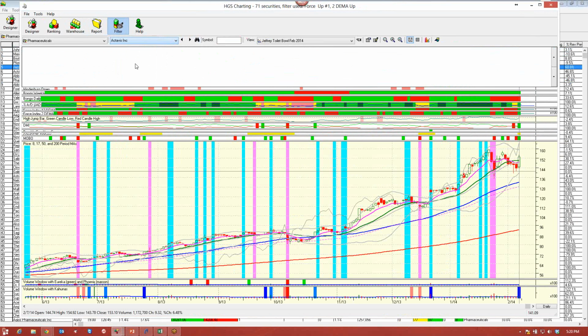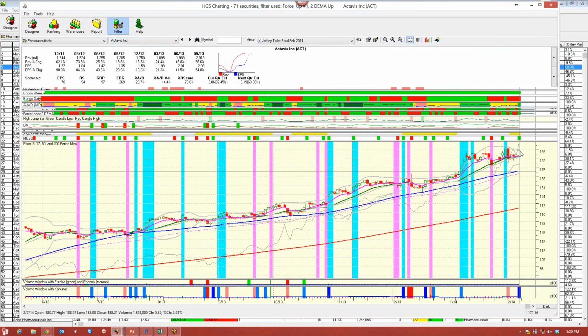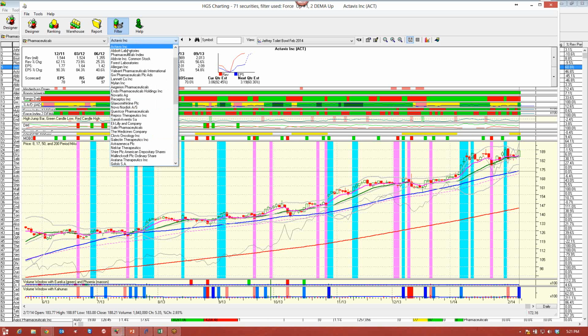I love Activist. You all know that. Maybe it's giving you a buyout opportunity. It's breaking out in a volatility squeeze, mostly green. The red Bongo Daily means it's pulled back. The green weekly means it's in an uptrend. The forces went green. We had a kahuna on Friday, not a cheap stock. Looks like a good one to me.